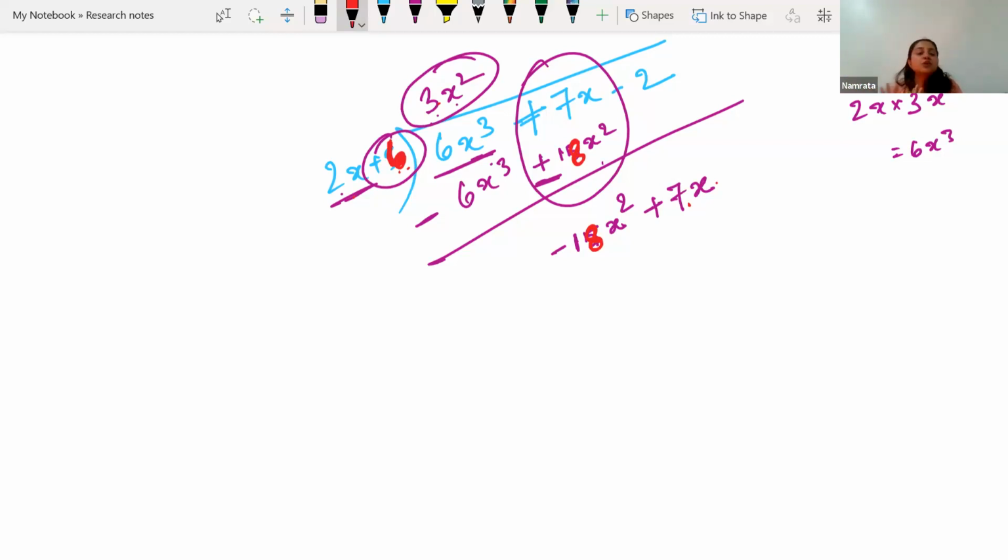Am I making sense to everybody over there? Yes, ma'am. Okay, so this is what I wanted to explain over here. Now the long division method, if this is clear to you, let's move to the next concept, that is remainder theorem.